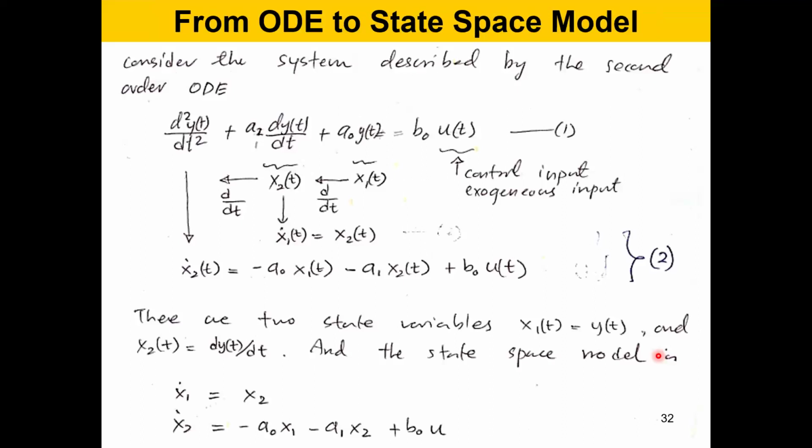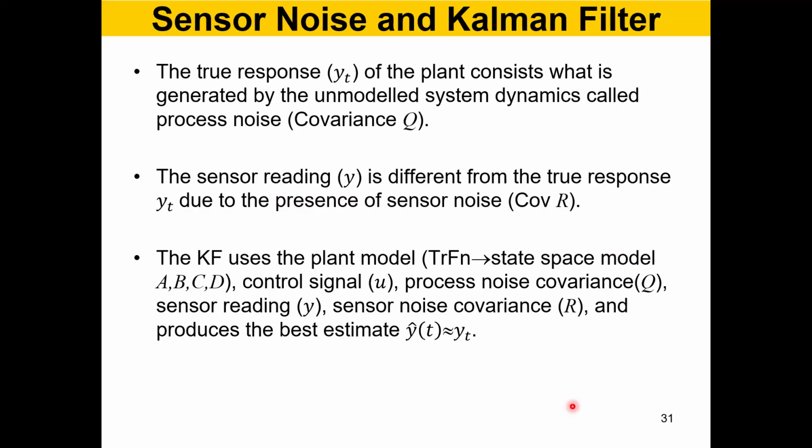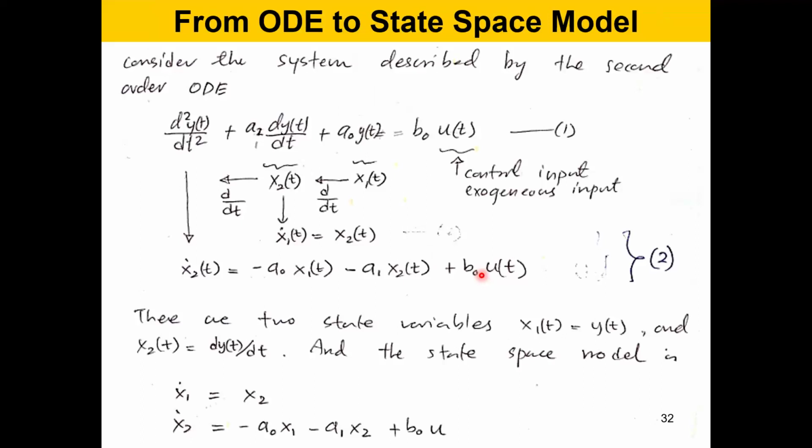All right, now the next problem we actually face is that the Kalman filter needs what is called the state space model. Here, can you see that? State space model of the plant. So we want to generate the state space model. What we have is the transfer function. So next I'm going to show you simply how the state space model is generated from the plant dynamics.